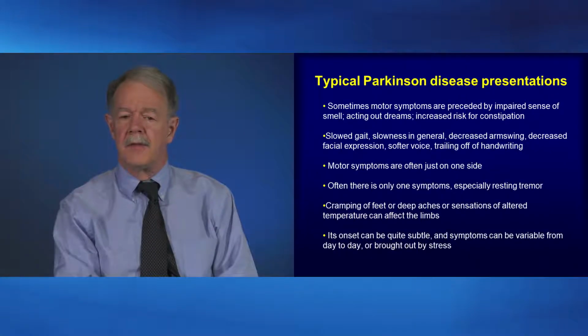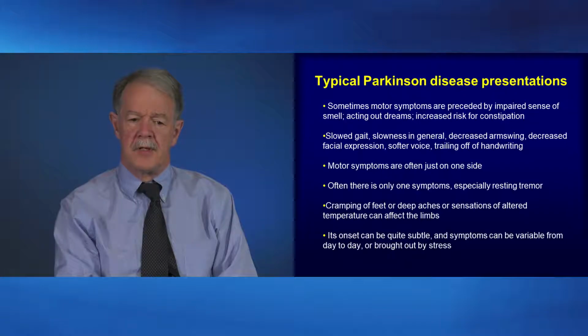Early on, there can be other things that go beyond the symptoms mentioned above, for example, cramping of the feet or deep aches in the limbs or sensations of altered temperature. These can also be early and very nonspecific features. Someone might think that their lack of arm swing might be due to a frozen shoulder when in fact it's the earliest feature of Parkinson's.